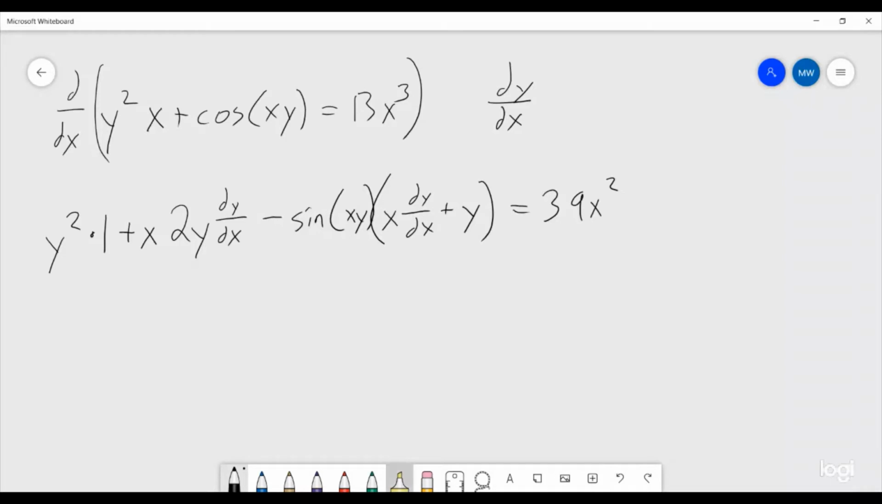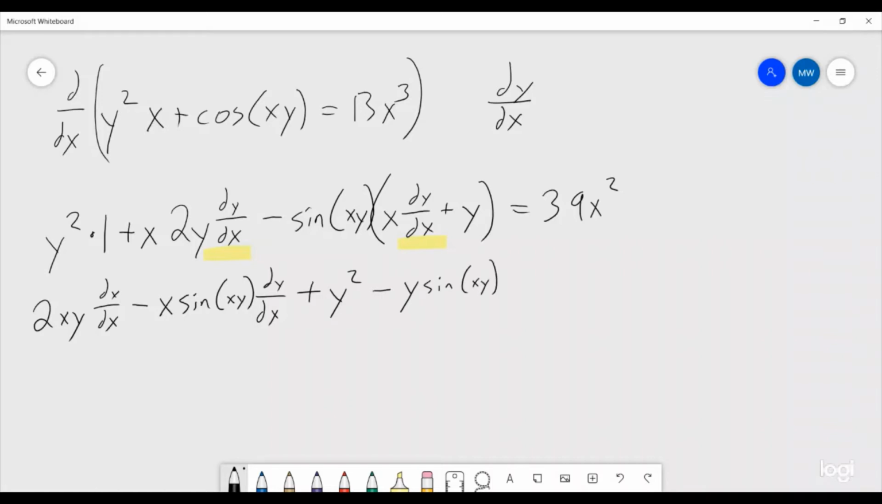What we can do now is we have dy dx terms, and we are going to try and solve for those. So we get a 2xy dy dx minus an x sine of xy dy dx, plus y squared and a minus y sine of xy, all equal to 39x squared.